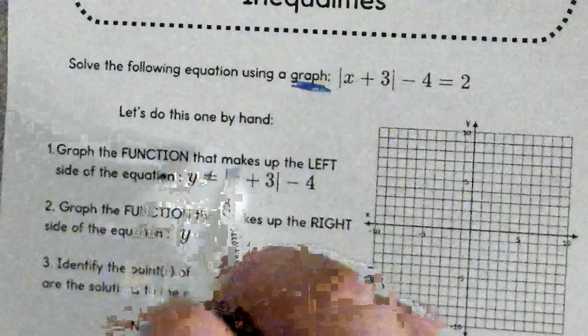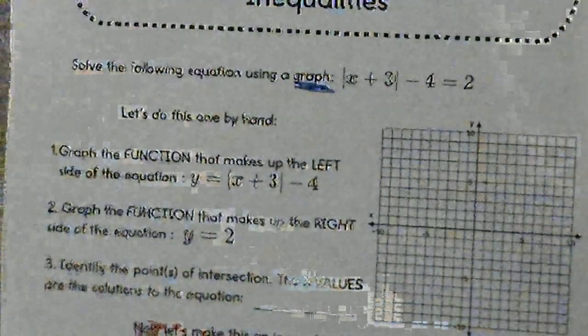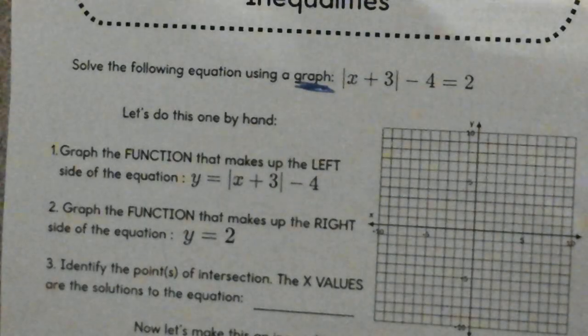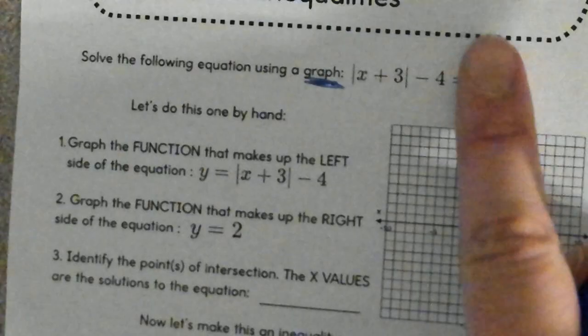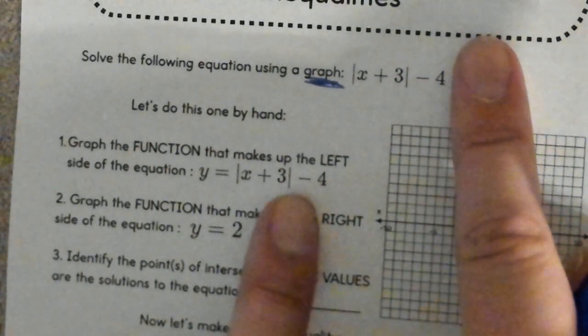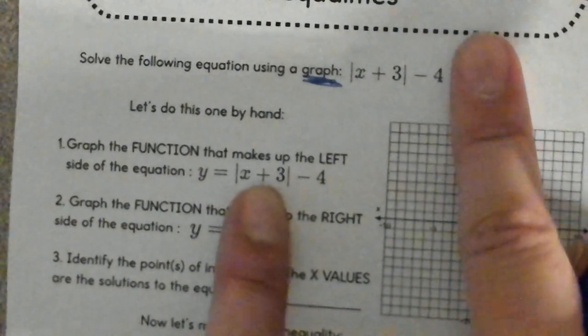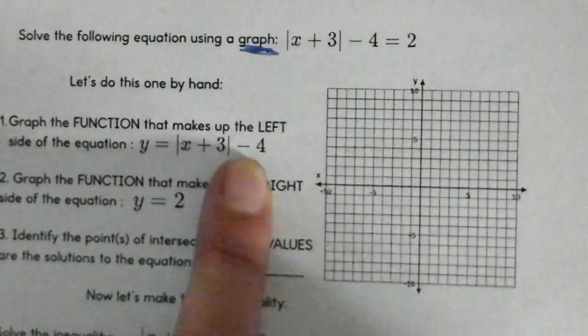We're going to graph the function that makes up the left side of the equation, okay? Typically, when you've done this before, you've done it on Desmos, and we're just going to actually do this with our own pencil, okay? So this is the left side of the equal sign, so I'm going to graph this function. This is a good review. This is our absolute value function shifted left 3 and down 4.